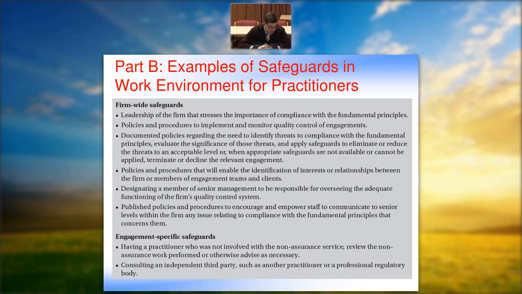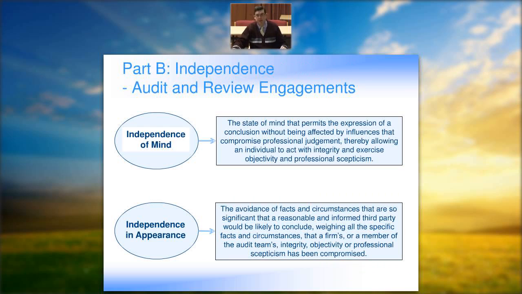But if you look just at some of them there, for example, documented policies regarding the need to identify threats to compliance with the fundamental principles, evaluating the significance of those threats, and applying safeguards to eliminate or reduce the threats to an acceptable level. That sort of thing is quite significant. There's a lot there, and it is very important for you, and it's very important for the exam.